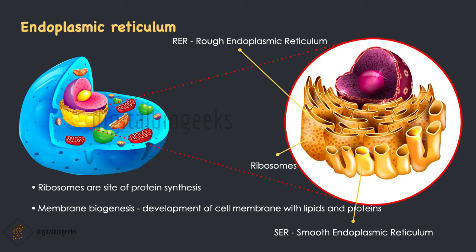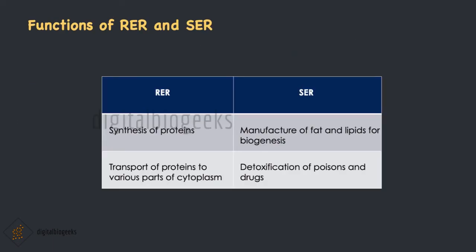Now, once again, let's look into the functions of RER and SER. Rough endoplasmic reticulum helps in the synthesis of proteins and transport of proteins to various parts of the cytoplasm. Smooth endoplasmic reticulum manufactures fat and lipids for membrane biogenesis. Detoxification of poisons and drugs is also a function of smooth endoplasmic reticulum.